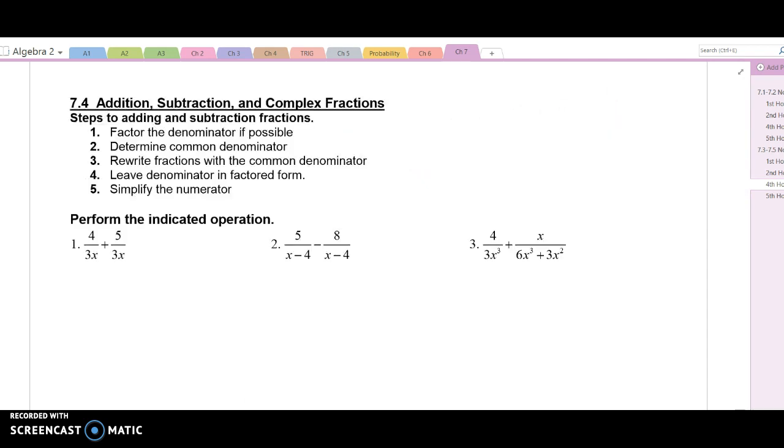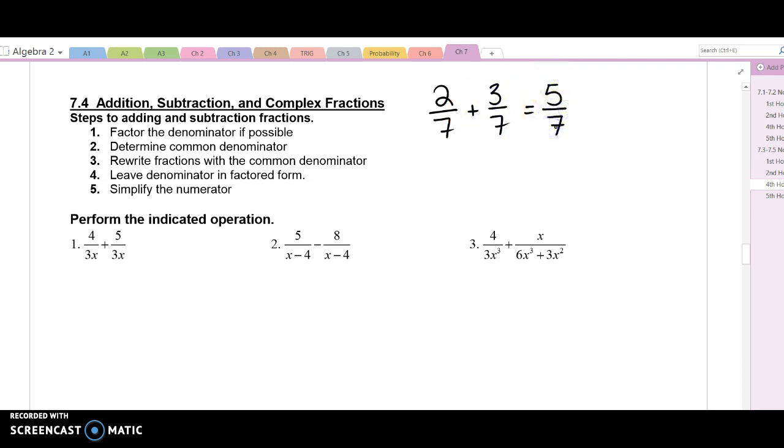So turn the page. First thing we're going to talk about for this section, I would like you to remember back to whatever grade you were when you learned this. If I have 2/7 plus 3/7, what do I have?